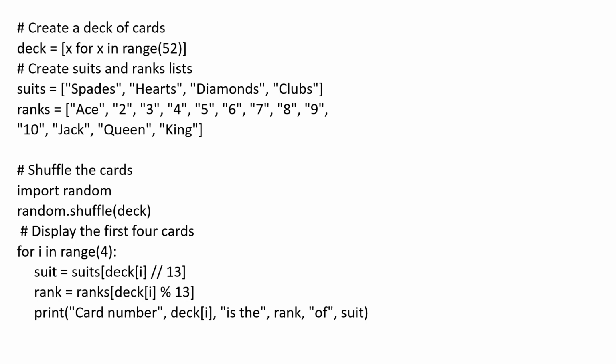Create a deck of cards. Deck is equal to x for x in range of 52. Create suits and rank lists. Suits is equal to spades, hearts, diamonds, clubs. Rank is equal to ace, 2, 3, 4, 5, 6 and so on.